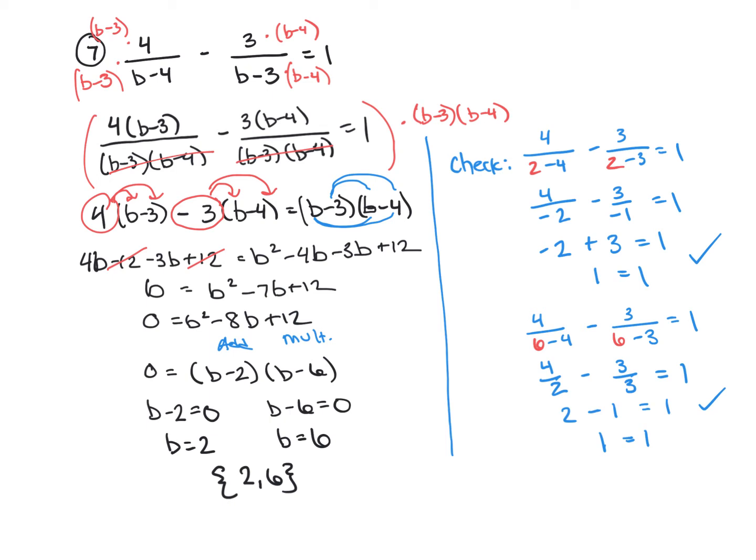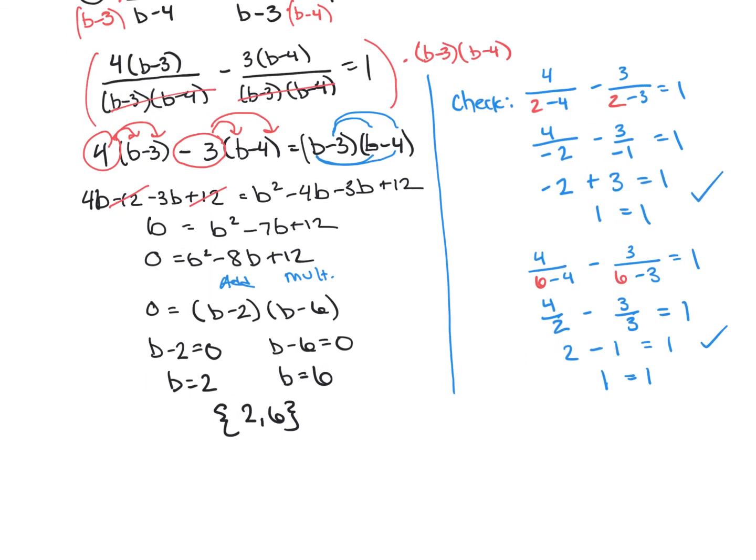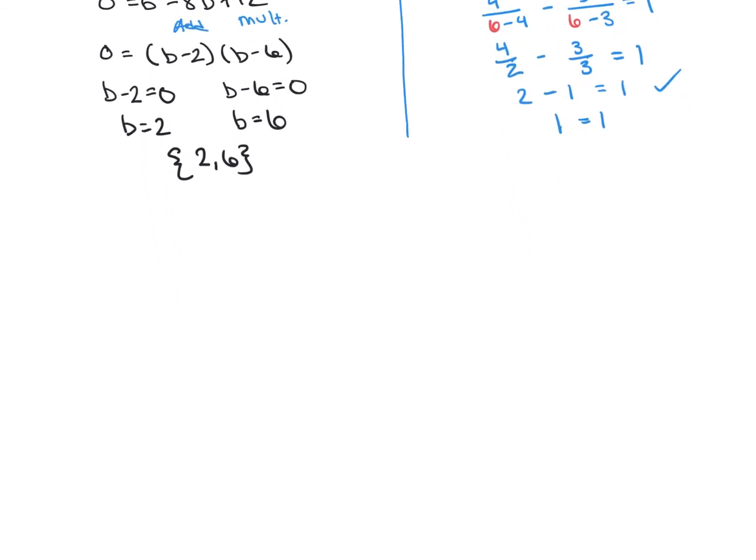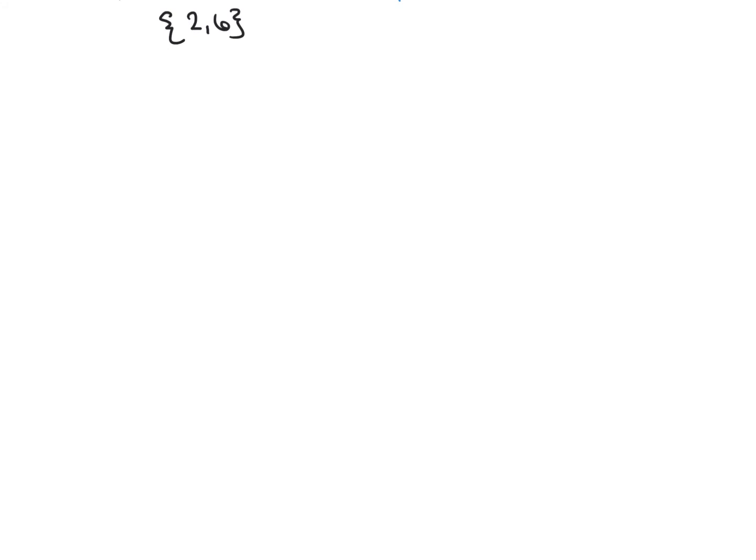So let's talk about an extraneous solution. An extraneous solution is something that you can solve for, but doesn't actually work in the problem. And I'll let you know right now, number 12 is going to have an extraneous solution. So let's see what that looks like. Problem 12 starts with 5 over x squared minus 7x plus 12 is equal to 2 over x minus 3 plus 5 over x minus 4.